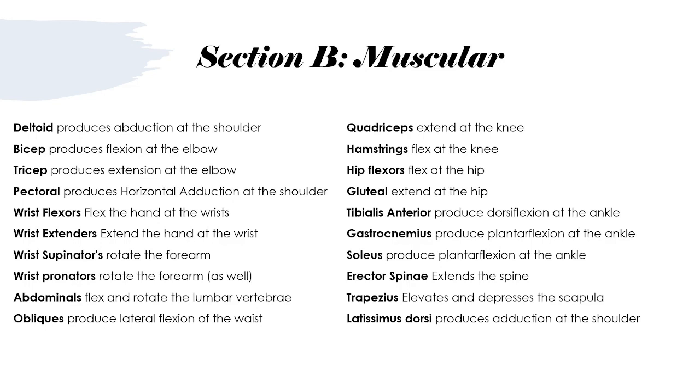Abdominals flex and rotate the lumbar vertebrae. Obliques produce lateral flexion of the waist. Quadriceps extend at the knee. Hamstrings flex at the knee. Hip flexors flex at the hip. Gluteals extend at the hip. Tibialis anterior produces dorsiflexion. Gastrocnemius produces plantarflexion. They're both at the ankle. Soleus helps produce plantarflexion at the ankle. Erector spinae extends the spine. Trapezius elevates and depresses the scapula, and latissimus dorsi produces adduction at the shoulder.